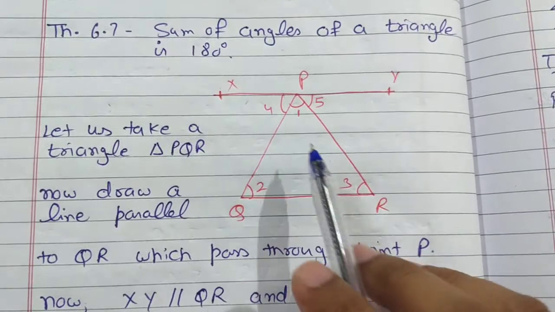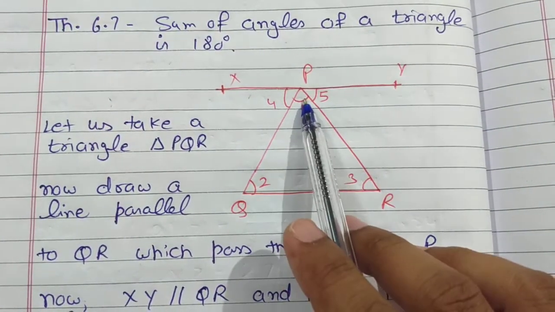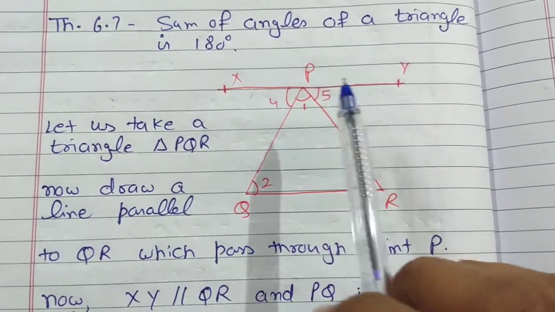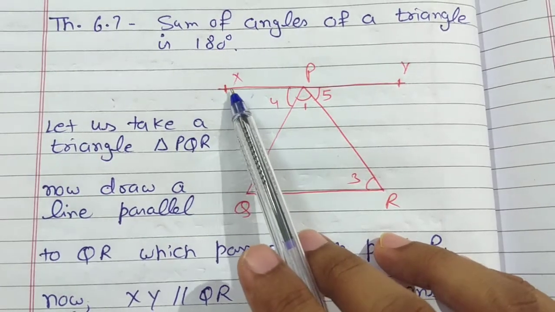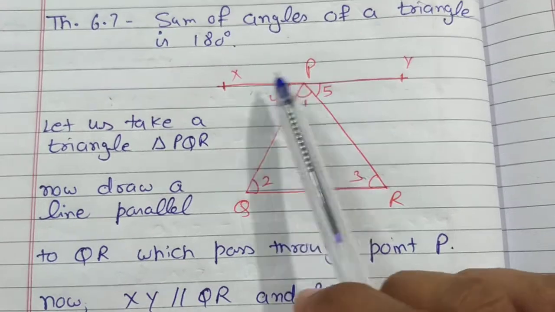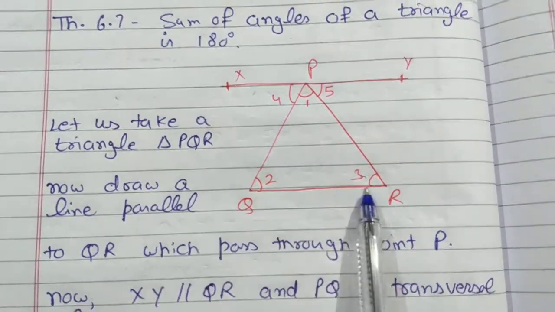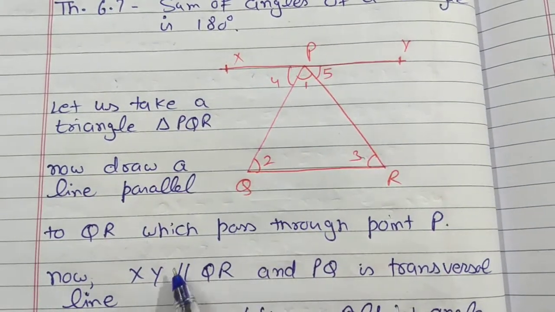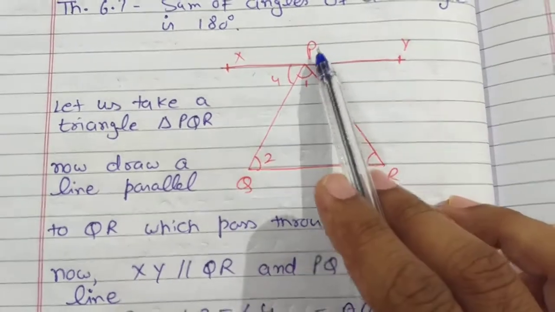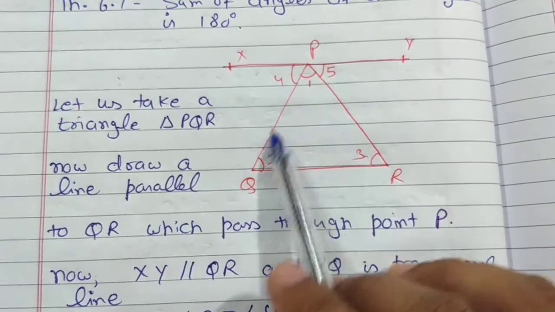First of all, we are given a triangle PQR, and its three angles are angle 1, angle 2 and angle 3. After that, we draw a line which is parallel to QR and passes through point P. So it is XY, which passes through point P and is parallel to QR. Now we are given that XY is parallel to QR, and we consider that PQ is a transverse line.